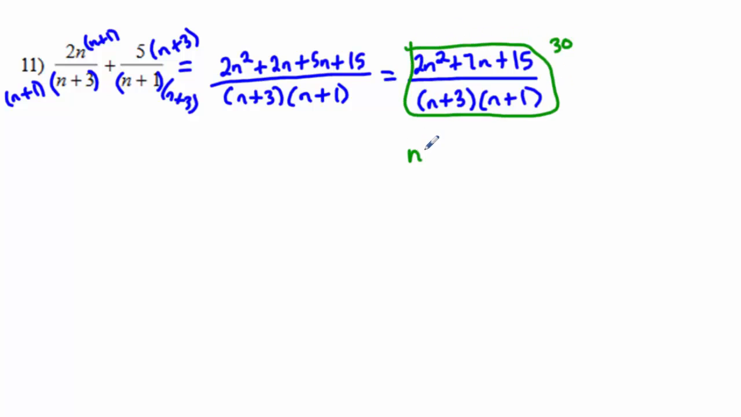On the bottom, we know that n can't be negative 3. n can't be negative 3 because of this, and it can't be negative 1 because of the other.